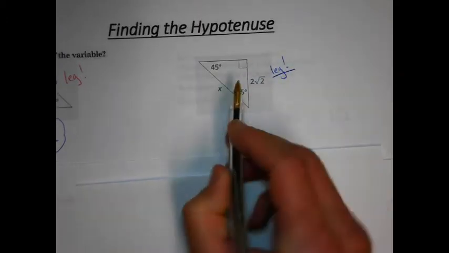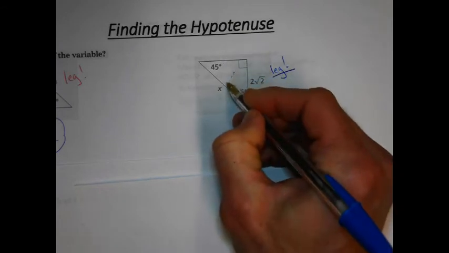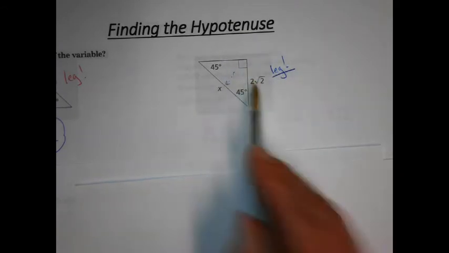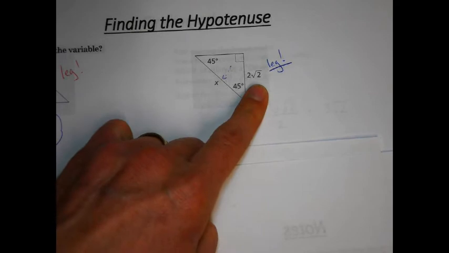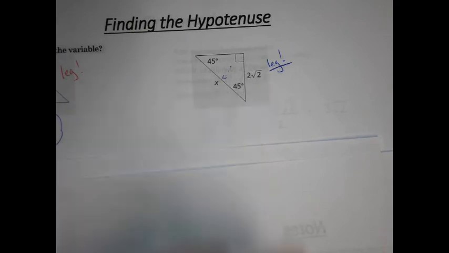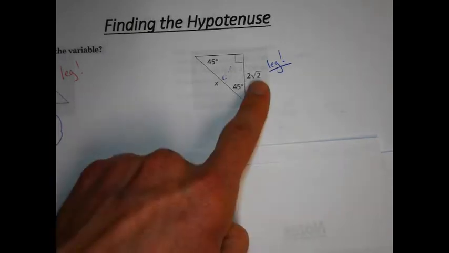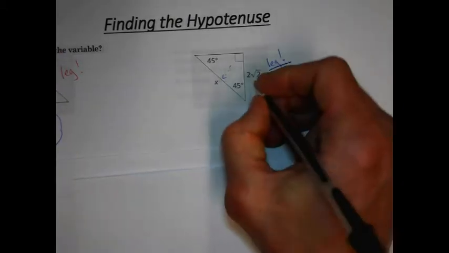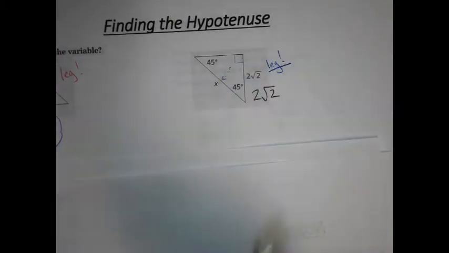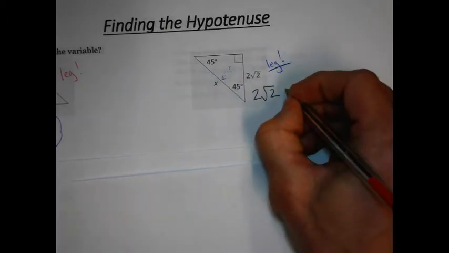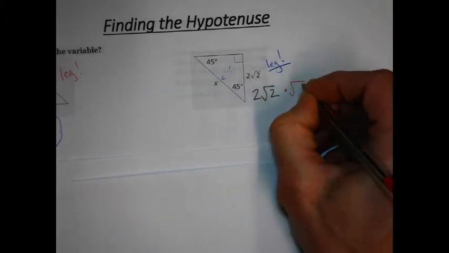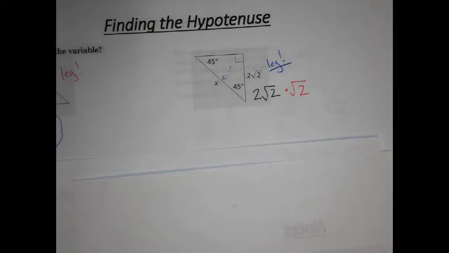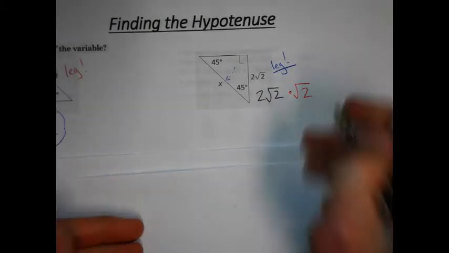The hypotenuse is across from the 90-degree angle. X is the hypotenuse, so don't let that scare you. That's a tricky little thing, but you're better than that. Don't let that fool you. That's a leg. So what then would be the hypotenuse? The hypotenuse would be 2 times the square root of 2, which is the leg, but then that times the square root of 2. That is the hypotenuse.